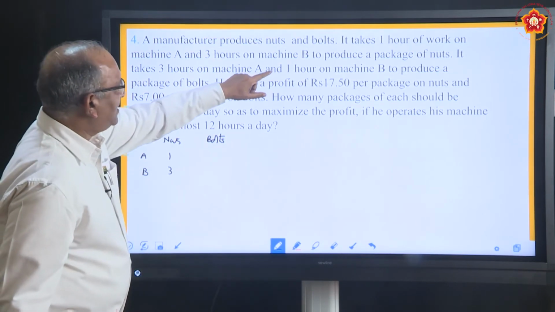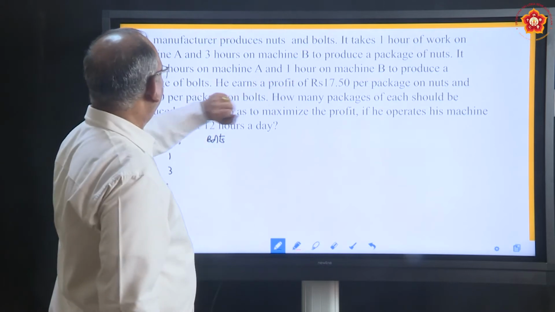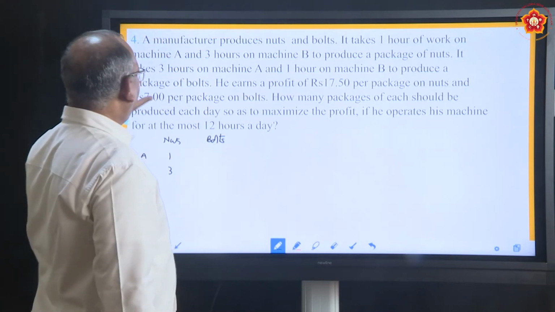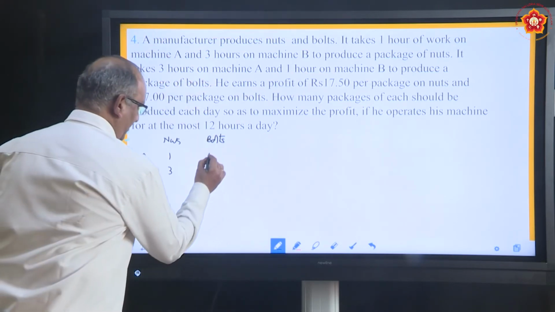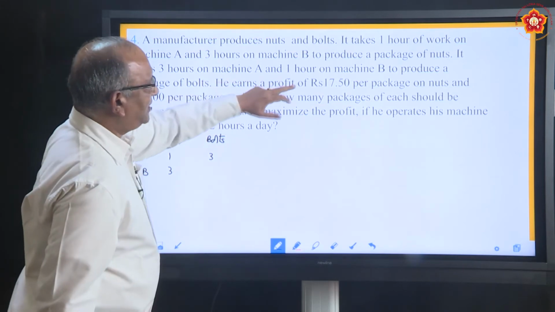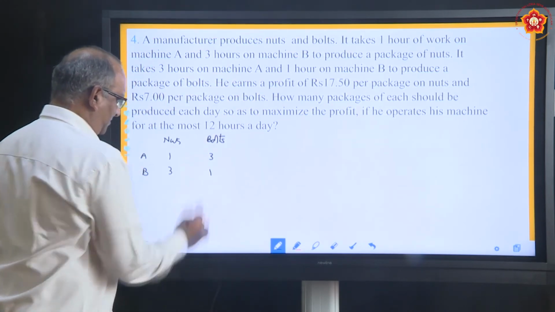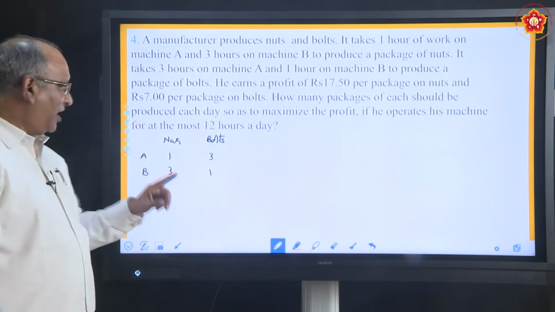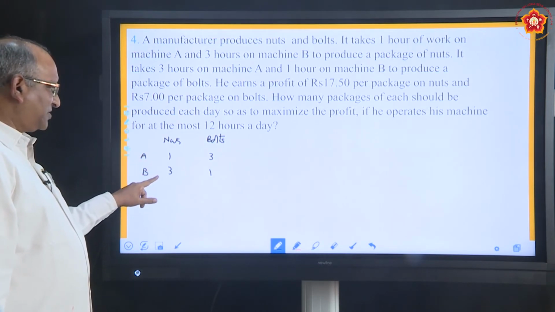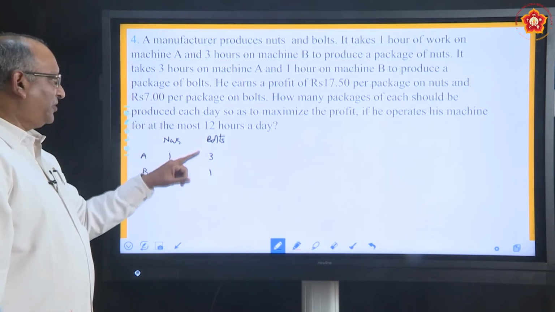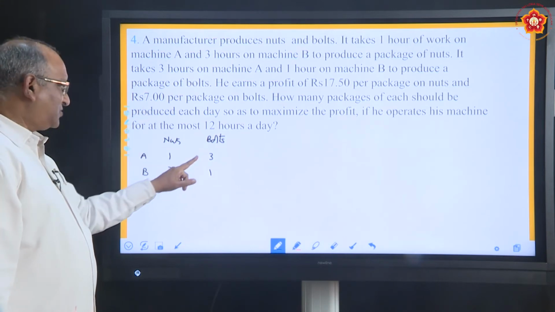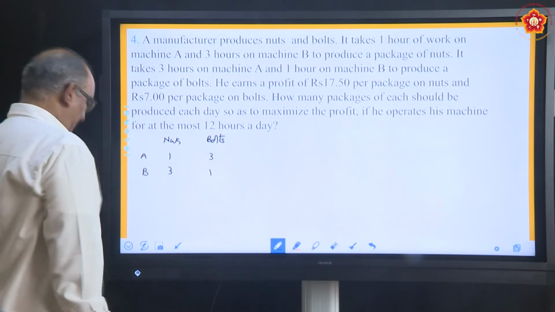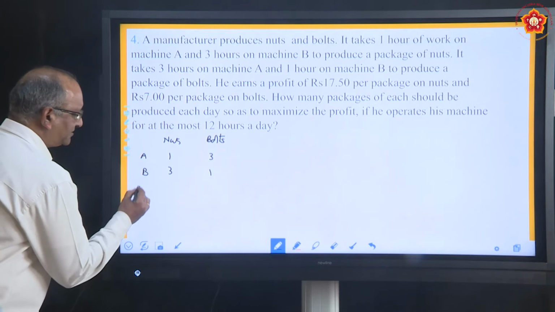Whereas to produce bolts, he has to work 3 hours on A and 1 hour on B, just the opposite. Means if he has to produce 1 packet of nuts, on the first machine he has to work for 1 hour, on the second machine he has to work for 3 hours. If he has to produce 1 packet of bolts, he has to work 3 hours on A and 1 hour on B. Okay.